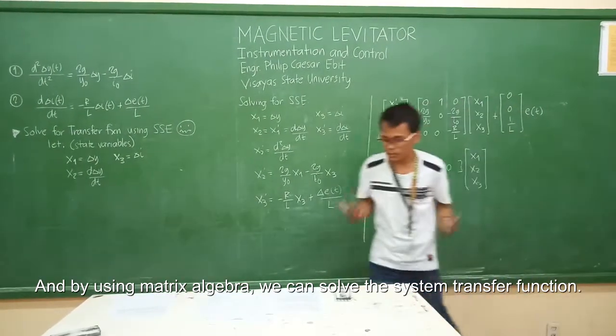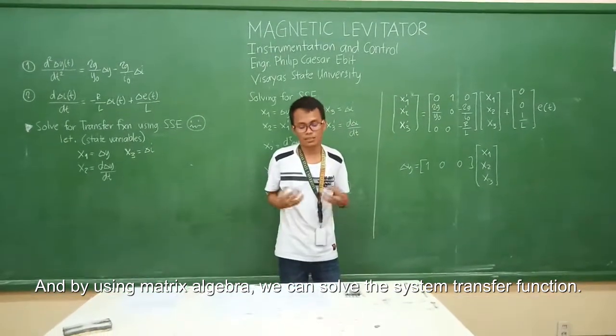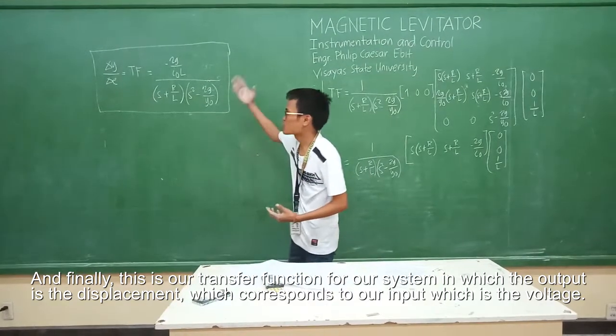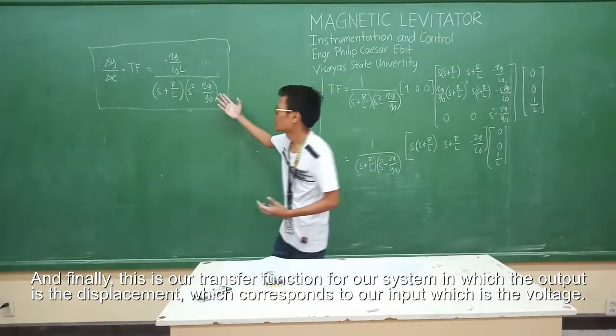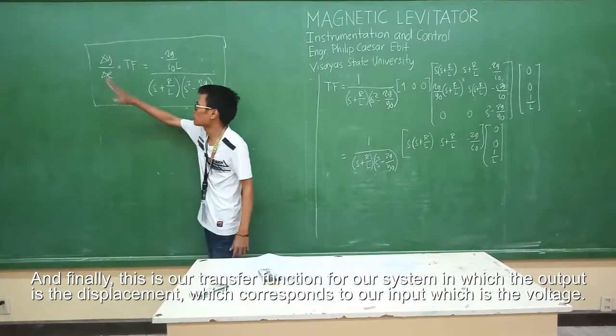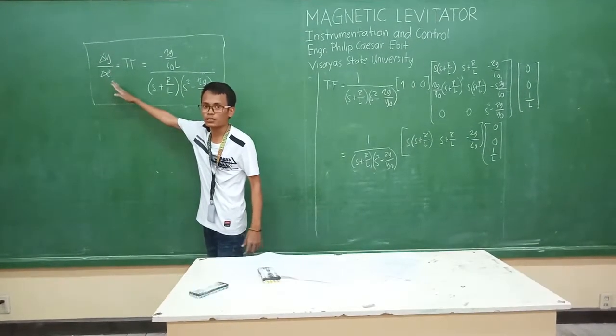And by using matrix algebra, we can solve the system transfer function. And finally, this is our transfer function for our system, in which our output is the displacement corresponding to our input, which is the voltage.